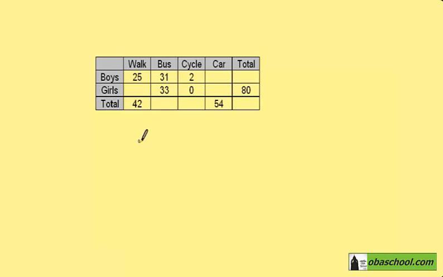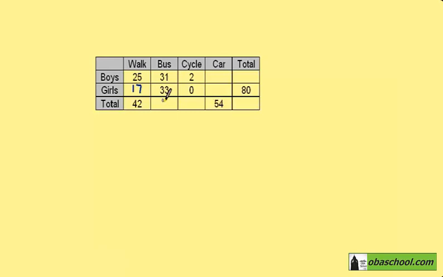This two-way table contains information about the boys and girls at a school and their different methods of transport to school. There are gaps which we want to fill in. If we look at the walk column, 25 boys walk out of a total of 42 pupils who walk. 42 take away 25 is 17, so 17 girls walk.